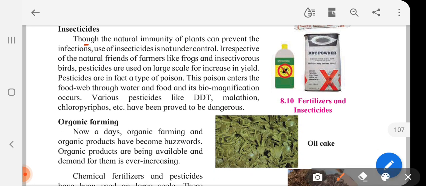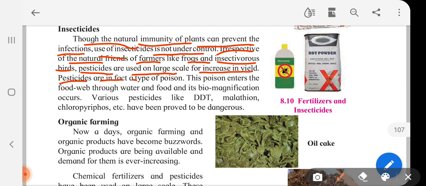Insecticides. Though the natural immunity of plants can prevent infection, the use of insecticide is not under control. Irrespective of the natural friends of farmers like frogs and insectivorous birds, pesticides are used on a large scale for increase in yield. Pesticides are in fact a type of poison. This poison enters the food web through water and food and its biomagnification occurs. Various pesticides like DDT, malathion, chlorpyrifos, etc. have been proved to be dangerous.